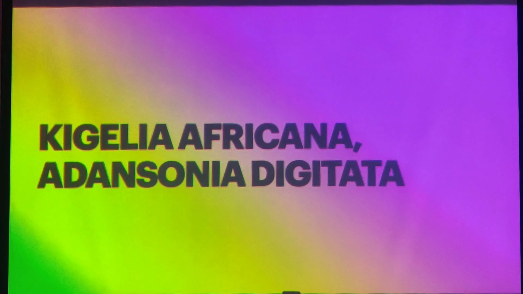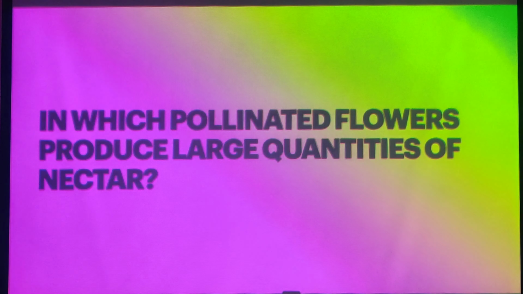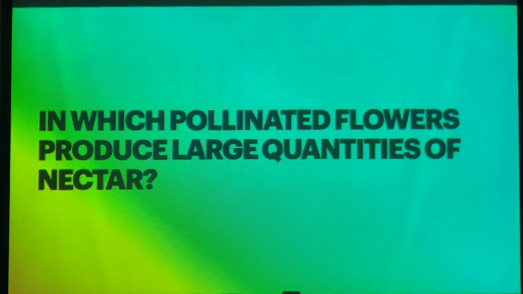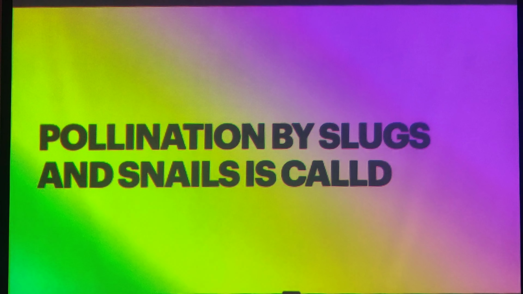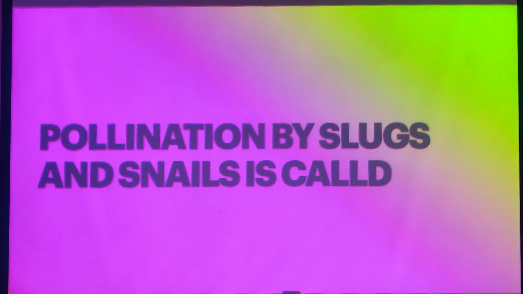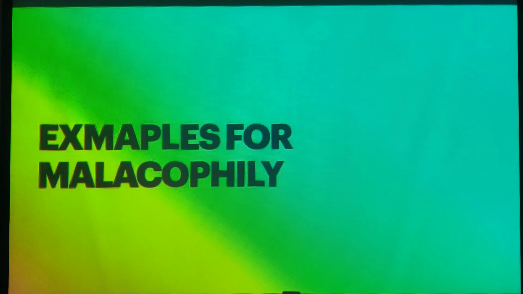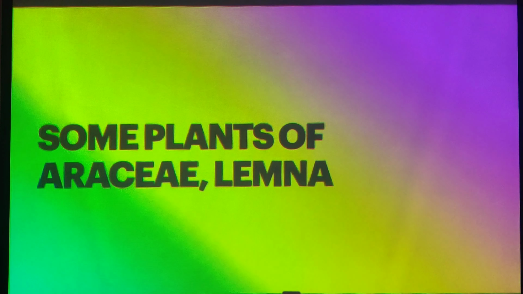Kigelia africana, Adansonia digitata. In which pollinated flowers produce large quantities of nectar? Bat pollination, that is Chiropterophily. Pollination by slugs and snails is called Malacophily. Examples for Malacophily: some plants of Araceae family, Lemna.